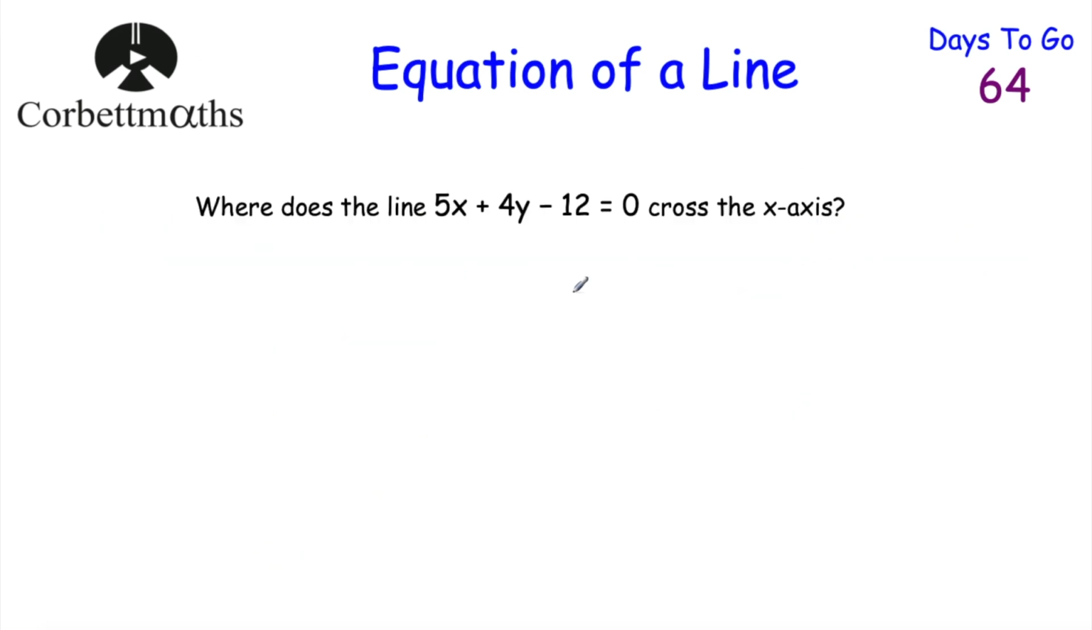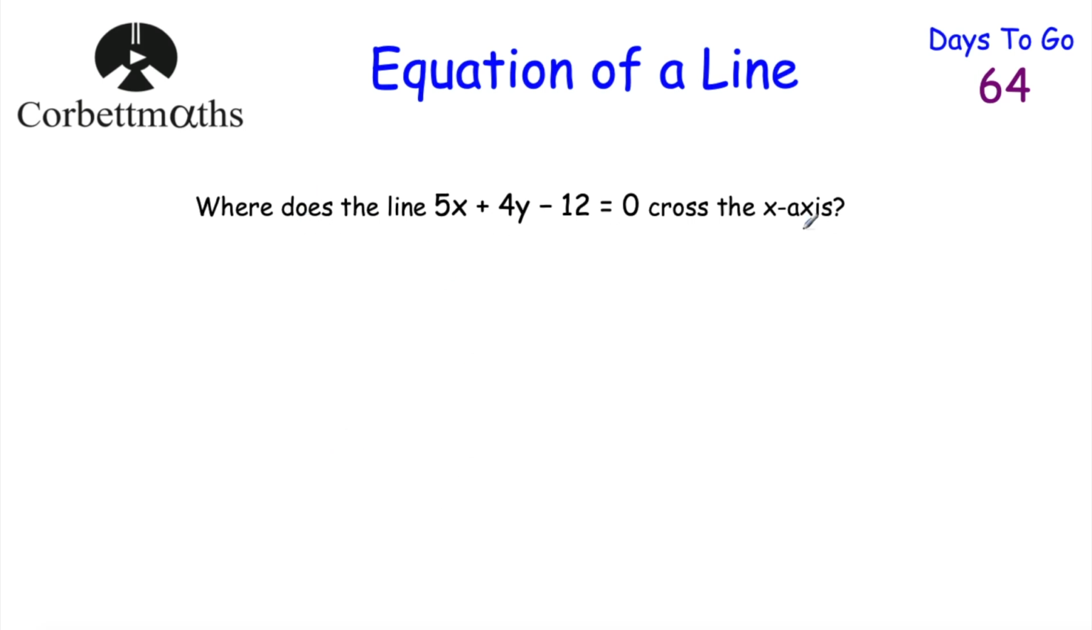Now, sometimes you might be asked, whenever you're dealing with linear graphs or straight line graphs, where it crosses the x-axis or where it crosses the y-axis. Now, to find where it crosses the y-axis, we've looked at that before. That's the y-intercept. That's whenever the x-coordinate is 0. So if you want to find where a graph crosses the y-axis, you just let x equal 0.